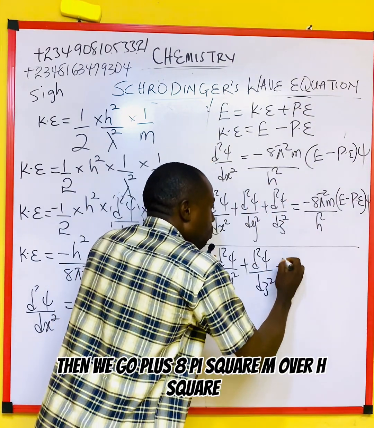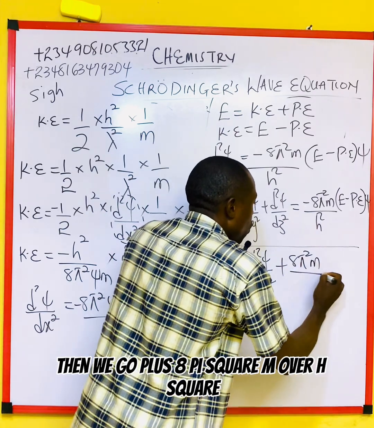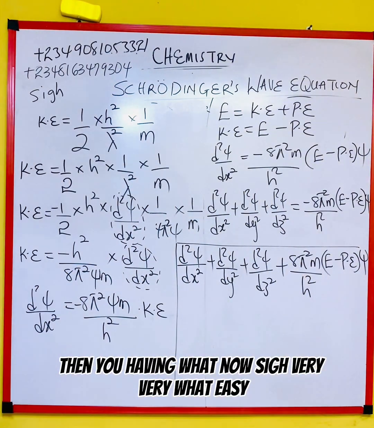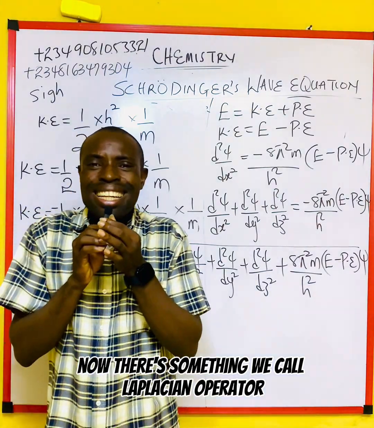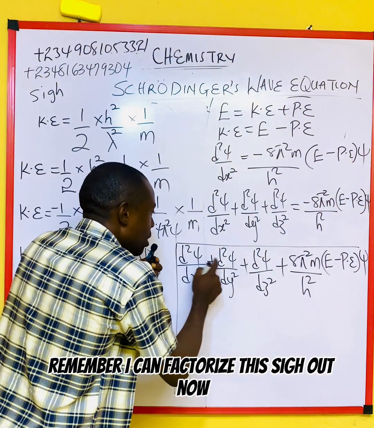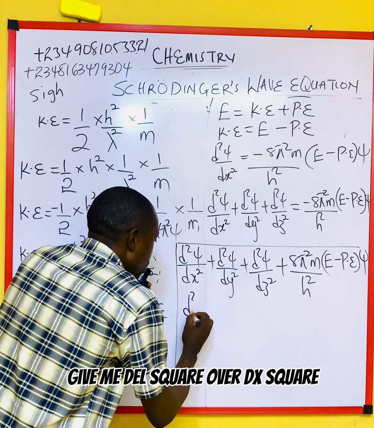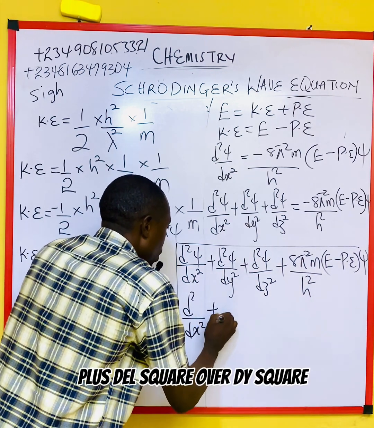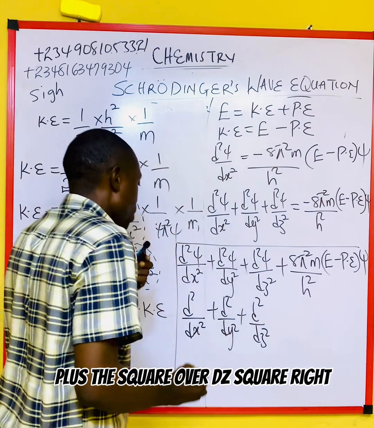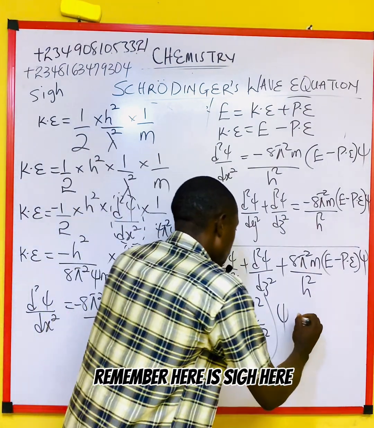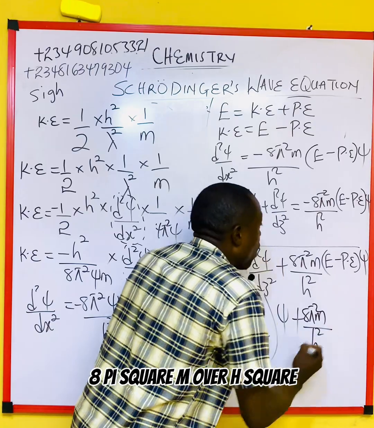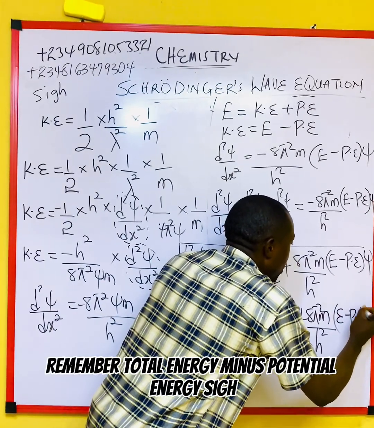Remember, when this one comes here, it becomes plus 8 pi squared m over h squared, total energy minus potential energy, then you have psi. Very, very easy. Now, there's something we call the Laplacian operator. Which is simply saying, remember, I can factorize this psi out, and now give me d squared over dx squared plus d squared over dy squared plus d squared over dz squared, here is psi, here gives me plus 8 pi squared m over h squared, total energy minus potential energy, psi.